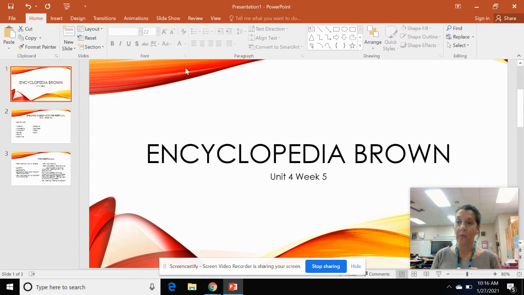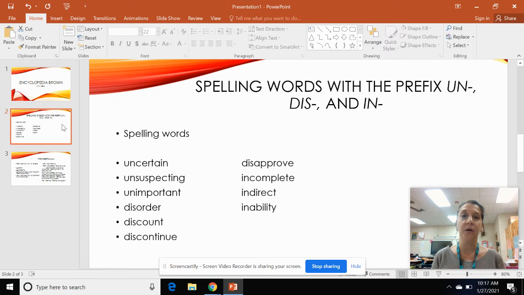This is Unit 4. We are on week 5, and our story this week is Encyclopedia Brown. We are going to be doing a review of prefixes this week, and we're getting prepared for our big Unit 4 test. So let's take a look at the prefixes un, dis, and in, and our spelling words. Let's go over them this week.